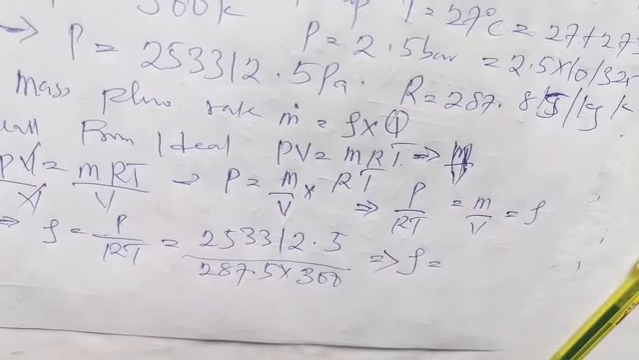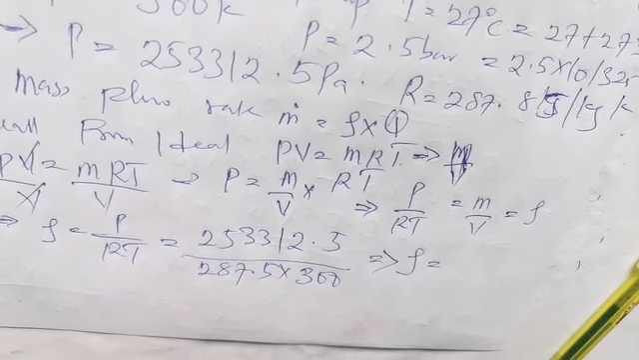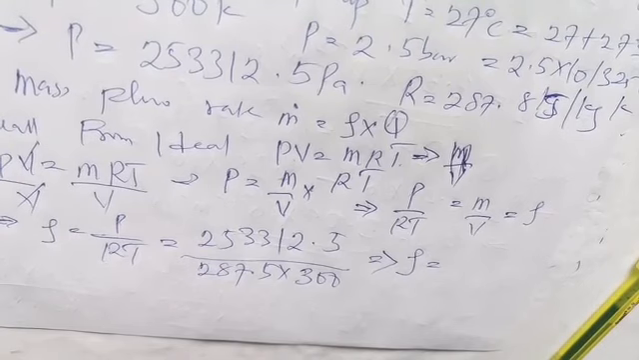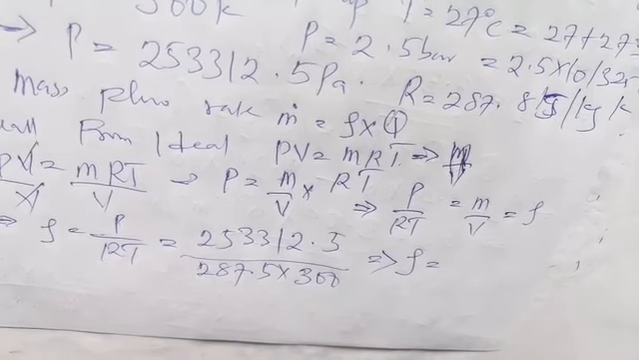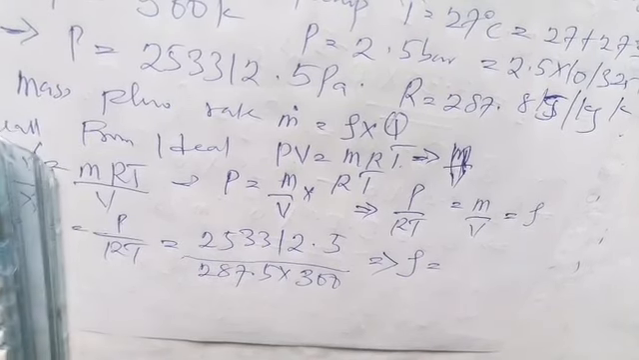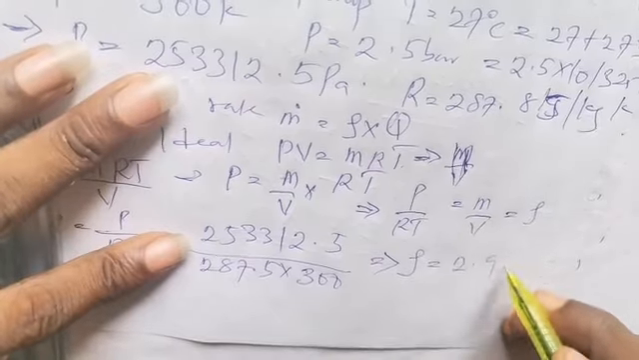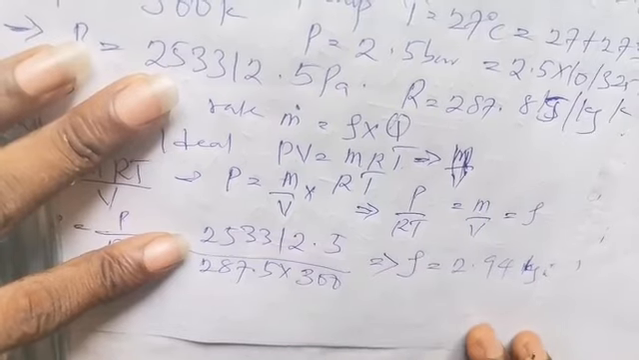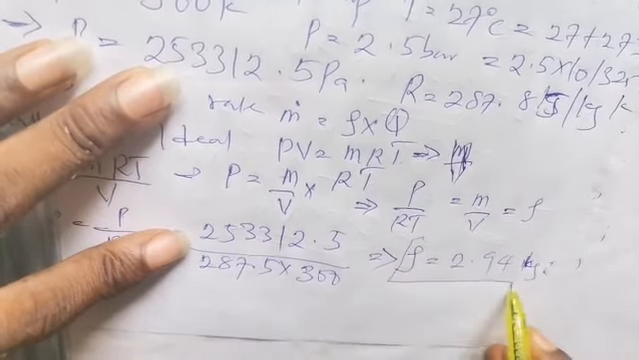Okay, so as usual, I will evaluate everything at once to obtain density. 287.5 multiplied by 300 gives me 86250. So I'm going to be dividing 253,312.5 by that value. So that gives me 2.94. Okay, so we have 2.94 approximately for the density, 2.94 kilogram per meter cube. Okay, that's for the density. So I have my density now to be this.